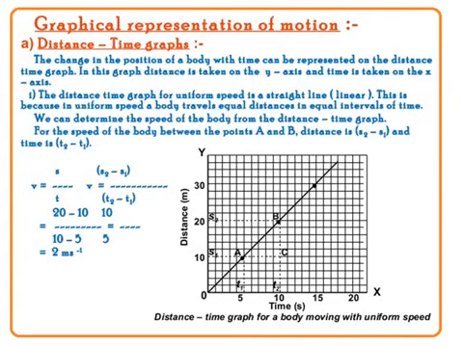So the slope is represented by the formula S2 minus S1 divided by T2 minus T1. So substitute the values for S1, S2, T1 and T2. So you will get 20 minus 10 divided by 10 minus 5, and when you simplify you get 2 meters per second. And for this body which travels with constant velocity, the speed of the body is 2 meters per second.